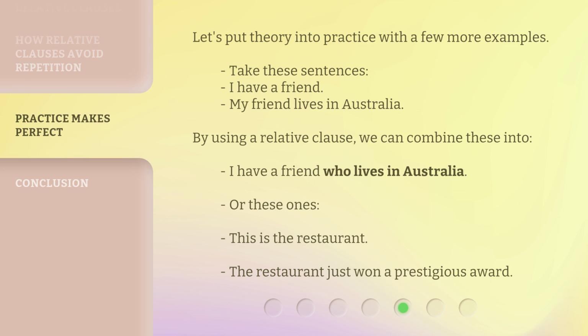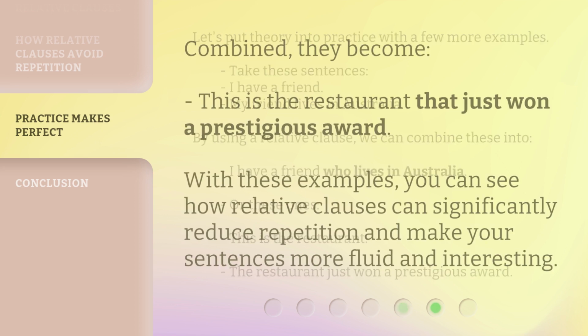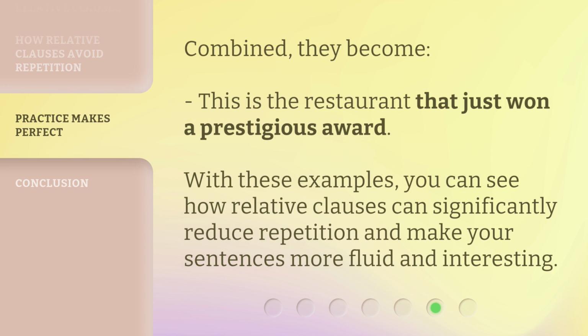Or these ones. This is the restaurant. The restaurant just won a prestigious award. Combined, they become: this is the restaurant that just won a prestigious award. With these examples, you can see how relative clauses can significantly reduce repetition and make your sentences more fluid and interesting.